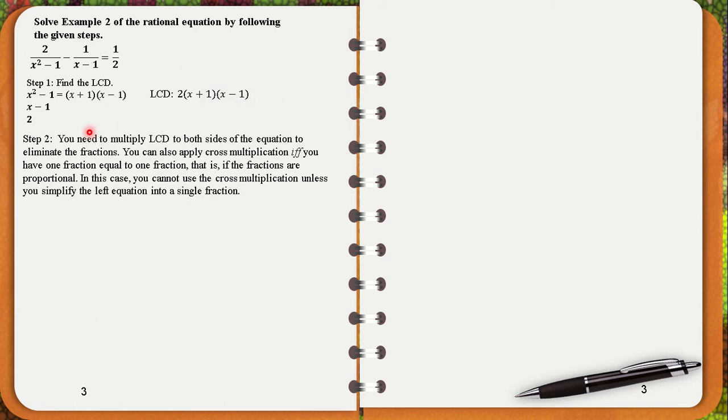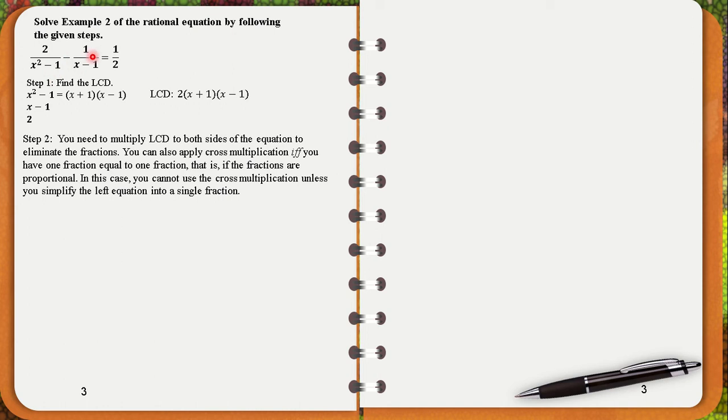Step number 2 is you need to multiply the LCD to both sides of the equation to eliminate the fractions. You can also apply cross multiplication if and only if you have one fraction equal to one fraction, that is, if the fractions are proportional. In this case, we cannot use cross multiplication unless we simplify the left side into a single fraction. So, hindi tayo pwedeng mag-cross multiplication dito kasi meron tayong dalawang fractions na nandito sa left side.